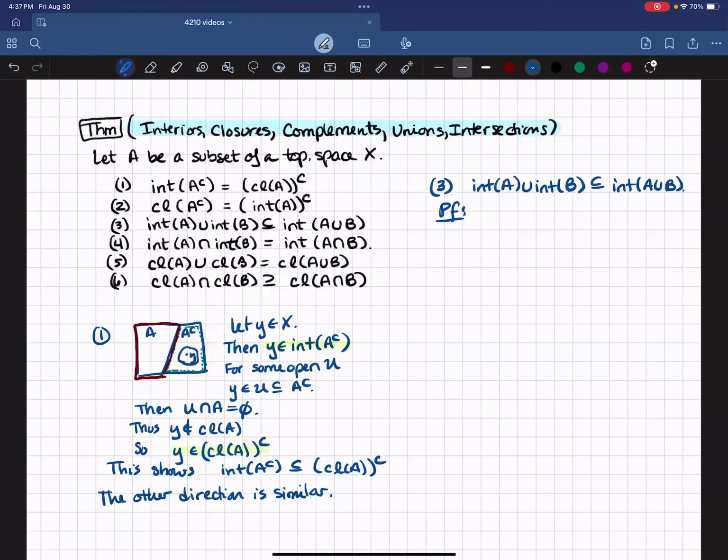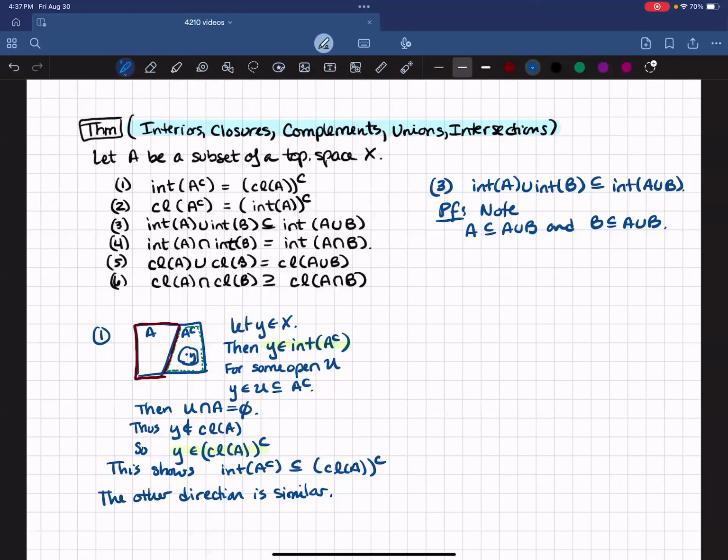So let's prove this. Okay, I'm going to note that A is a subset of A union B, and B is a subset of A union B. That is always true. That has nothing to do with topology. That's just a fact about sets. When you take a union of two sets, then each one of them is a subset of that union. And we have previously learned that when you have a subset relationship like this, then if you take the interior of both sides, it preserves that relationship.